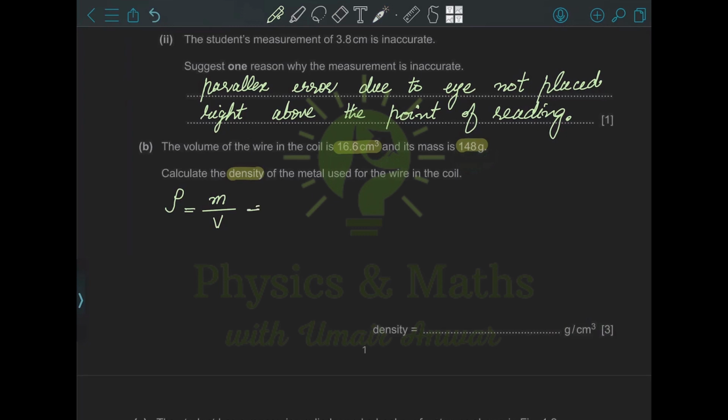So in place of mass, I'm writing 148, divided by 16.6 centimeter cube. The answer comes out to be 8.9 grams per centimeter cube. So I'm writing 8.9 grams per centimeter cube as the answer.